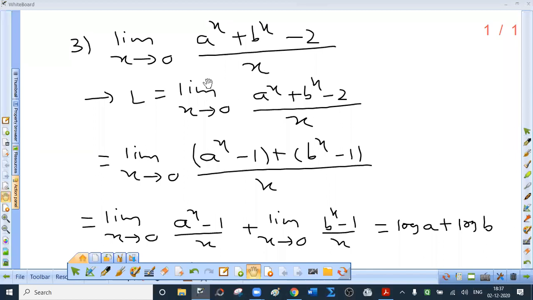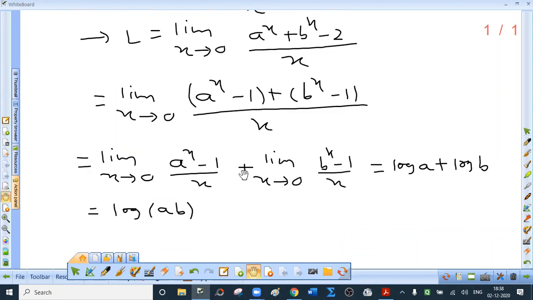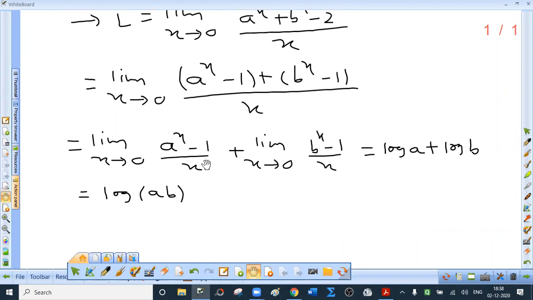Third one, last one, limit x tends to 0, a raised to x plus b raised to x minus 2 upon x. Can we take the limit in the first step? No, 0 by 0 form. A raised to 0 is 1, b raised to 0 is 1, 1 plus 1, 2 minus 2, 0 by 0. So rearrange the terms: a raised to x minus 1 plus b raised to x minus 1. We have written the same numerator in a different form. Now split the numerator. Actually, I have omitted one step. On splitting the numerator, you have to say limit of sum is sum of limits. Okay. So this is log a plus log b, which is log ab.